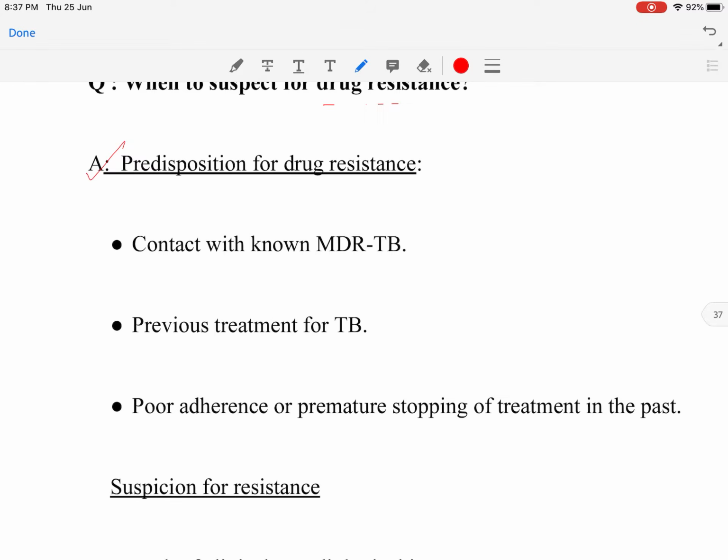A patient who already had contact with an MDR-TB patient, who had already taken treatment for TB, either tubercular spine or any other pathology, TB lymph node or TB lung, or the patient has poor adherence and there is premature stopping of the treatment in the past. These three kinds of patients are predisposed to drug resistance to the first line drugs.